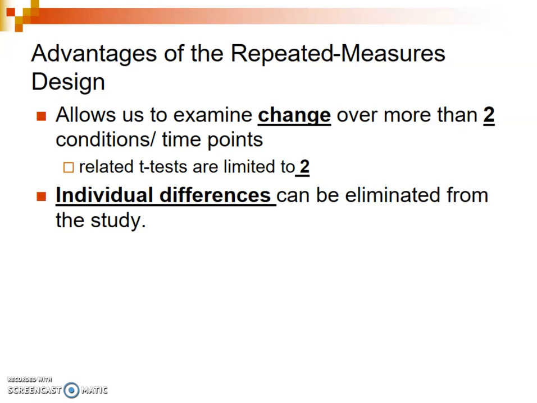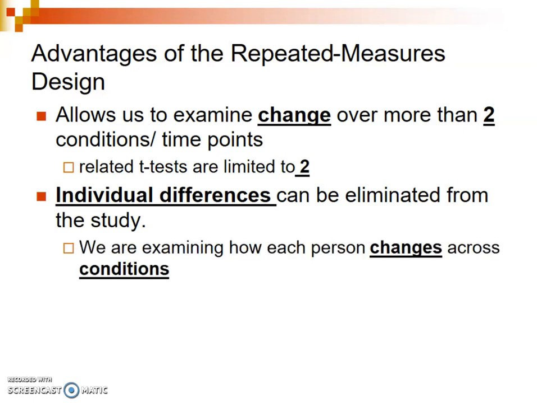Another advantage of this type of research design is that, as I've mentioned in the previous video, we can identify and eliminate the extent to which individual differences are affecting our outcomes. And the way we do this, kind of similar to what we did in the related samples t-test, is we're specifically focusing on how each individual person changes from one condition to the next.